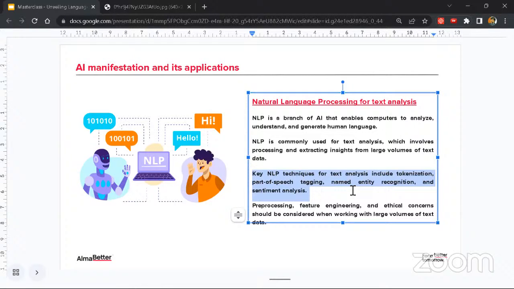That is what we do as part of tokenization. So we have a particular sentence, let's say, and we basically split that particular sentence into tokens, unique words.